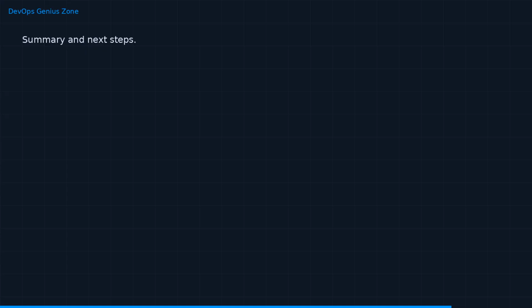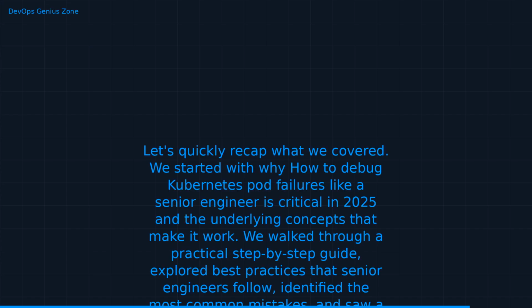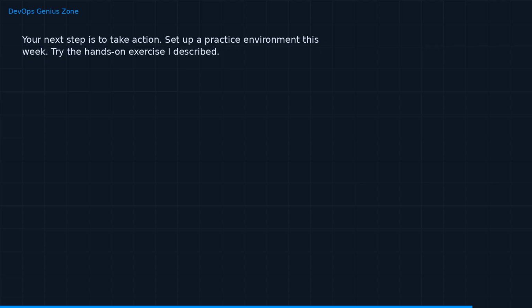The business impact was even more impressive. The team went from spending 40% of their time on operations to less than 5%. They could finally focus on building features instead of fighting fires. This is the real value of doing how to debug Kubernetes pod failures like a senior engineer the right way.